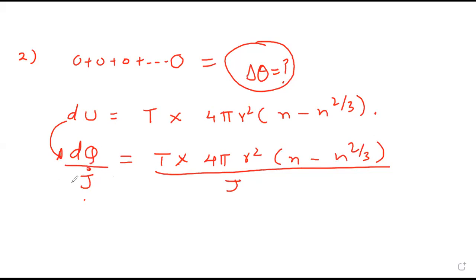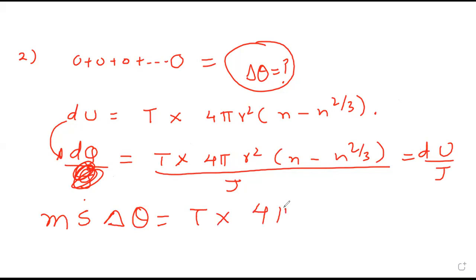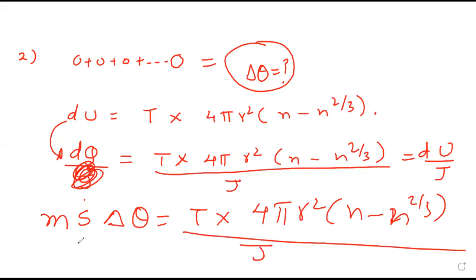What is the formula for dQ? M into S into delta T. This is dU by J I have done. dU is in joule, I divided by J, because this is dU by joule. M into specific heat into delta theta, correct. 4 pi r square, n minus n raised to 2 by 3, upon J. Now specific heat will come in the denominator. We want only delta theta. So T into... oh, space is again not there. Just copy this much.